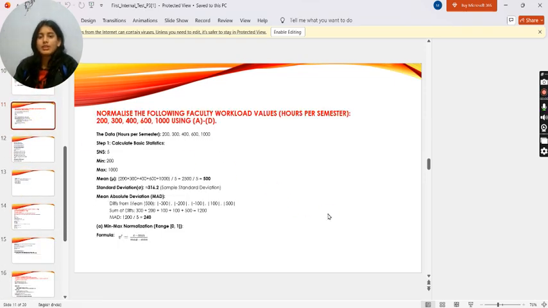Normalize the following faculty workload values, hours per semester: 200, 300, 400, 600, 1000, using all methods. Step 1 is to calculate basic statistics. We have n is 5, min 200, max 1000. Mean we find through the formula, and standard deviation by the formula. Mean absolute deviation by the formula, and min-max normalization range 0 to 1 by putting it in the formula.